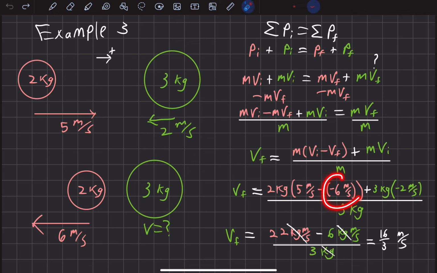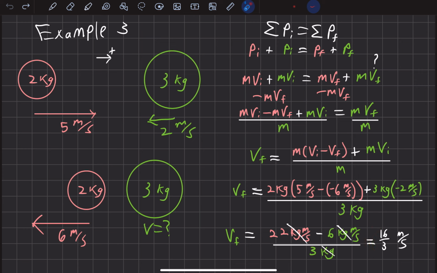One thing to note, the final velocity for the pink object is negative because it's going into the negative direction. Once again, we get that the kilograms cancel because every single term has a factor of a kilogram on both top and bottom. So they can cancel out and we get meters per second as our units, which is what we expect because we're solving for a velocity. In the end, we get 16/3 meters per second.